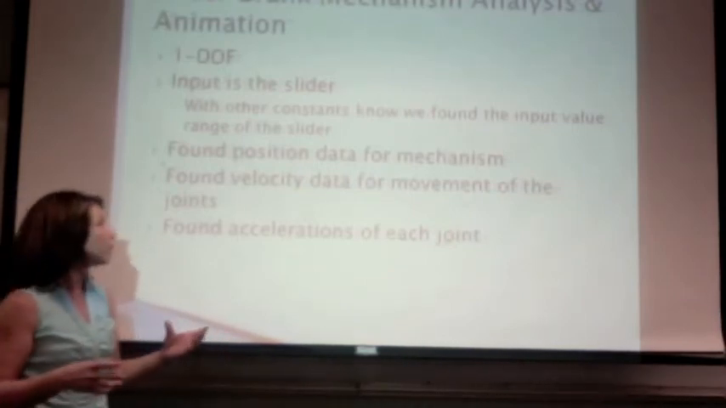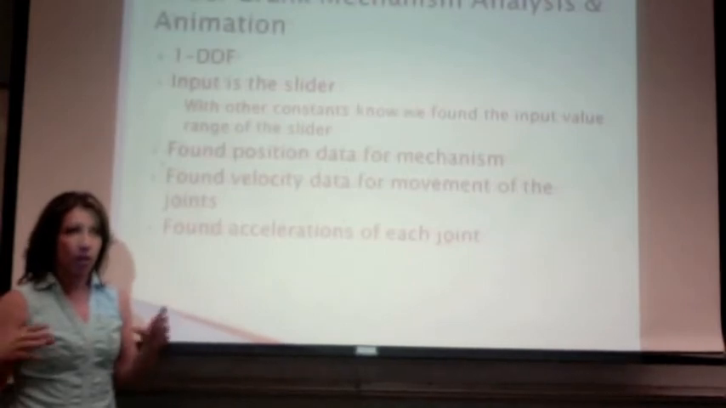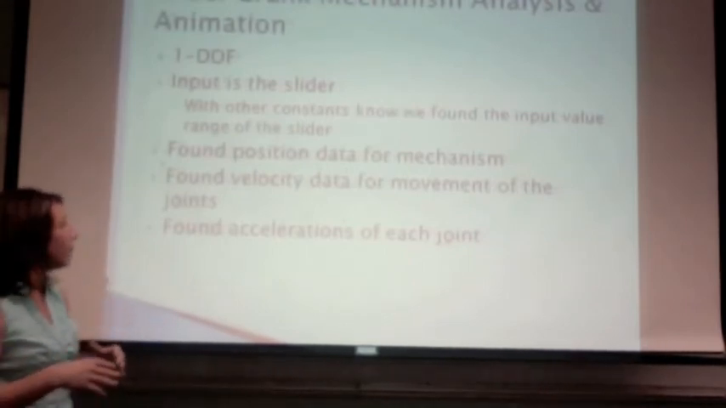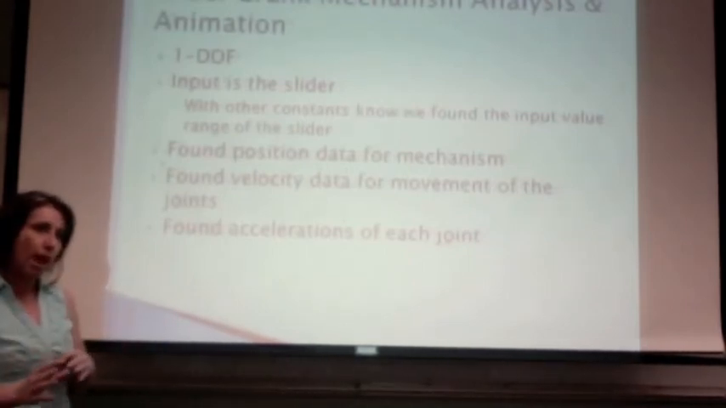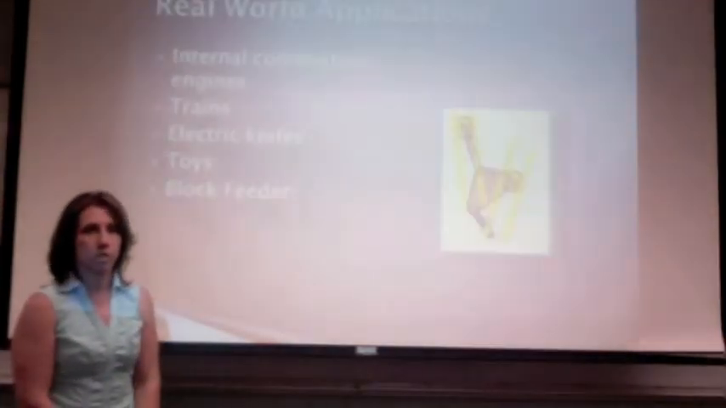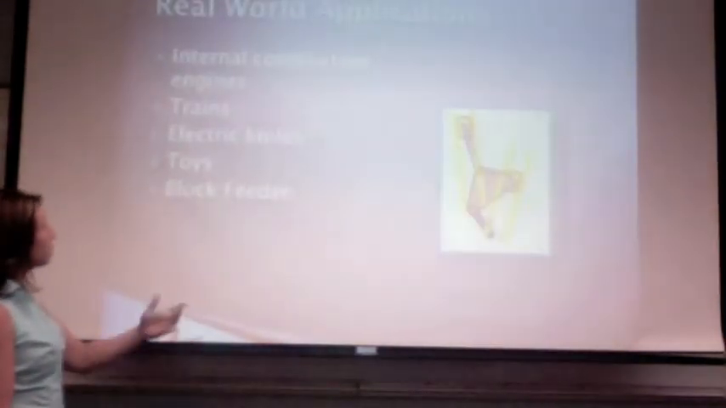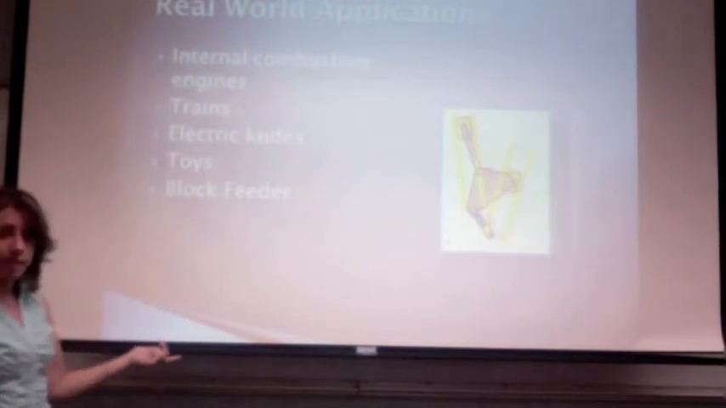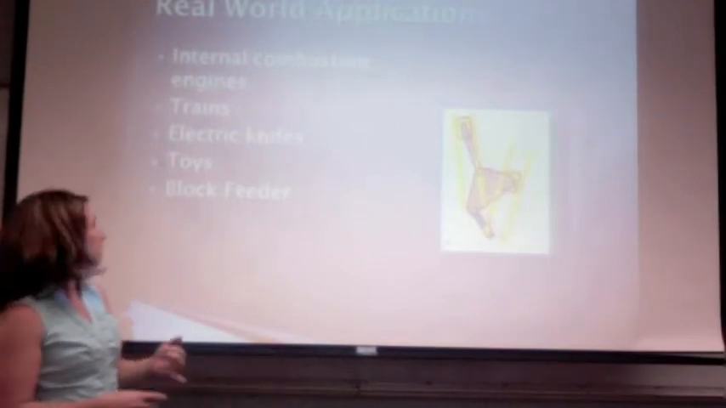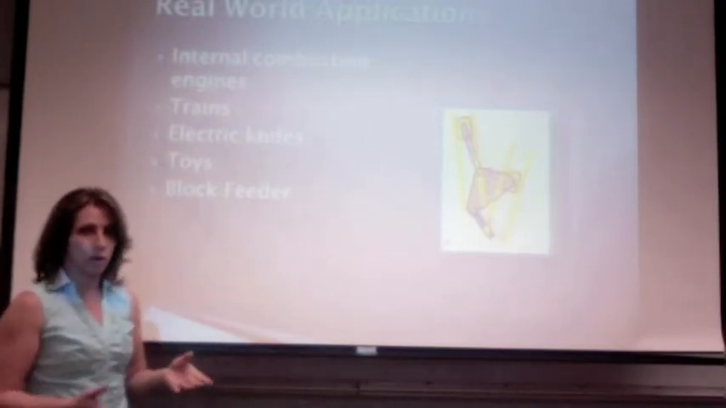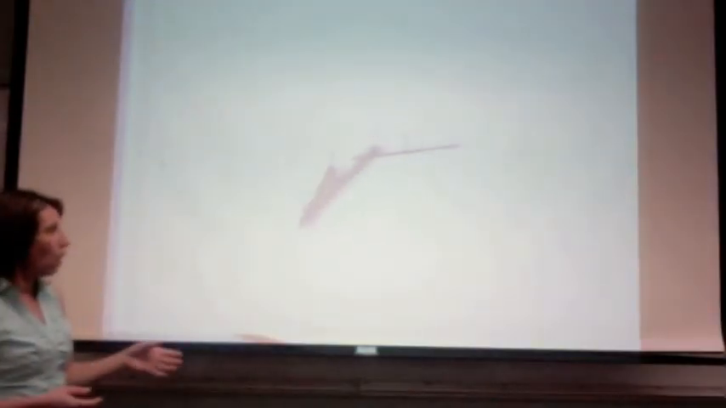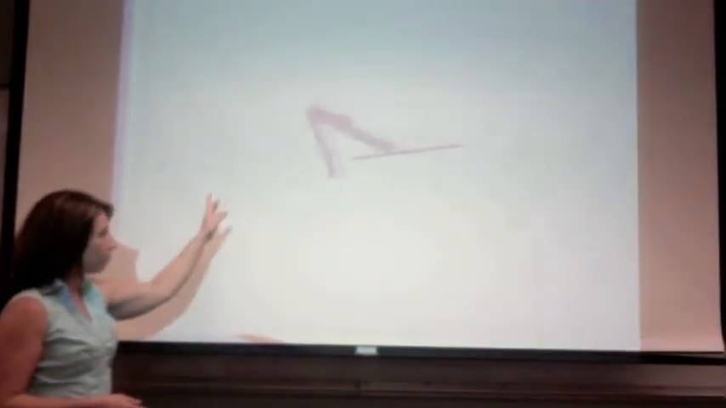After that, we were able to find the position of each individual piece, then the velocities of the whole entire movement, and then the accelerations of the whole entire movement. Some examples are internal combustion engines, trains, electric knives, toys, block feeders, and I'm sure there are tons of other applications out there. For our particular slider mechanism, it's sliding across.